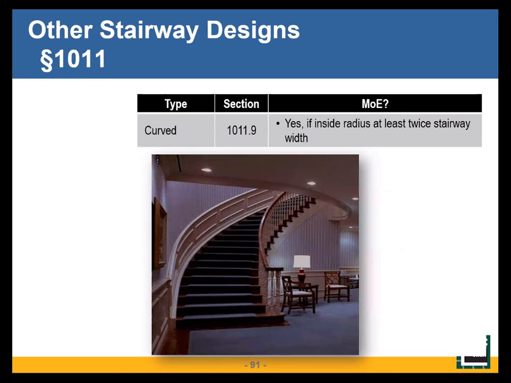Like I just said, the code regulates all stairs. Here's a curved stair. The definition of a curved stair is that the radius of this curve right here is twice the radius of the required width of the stair. So it's a slow turn. That's a curved stair. This can be used as part of a means of egress.